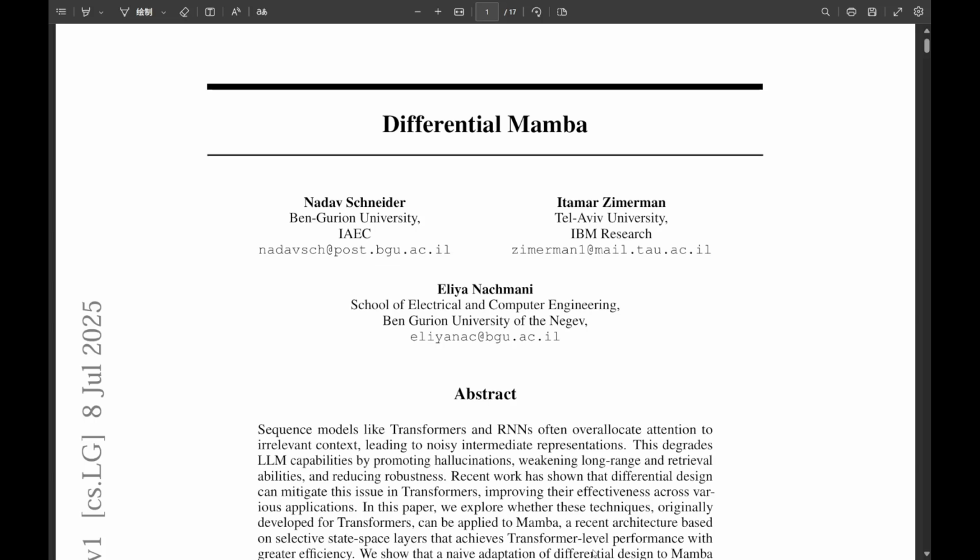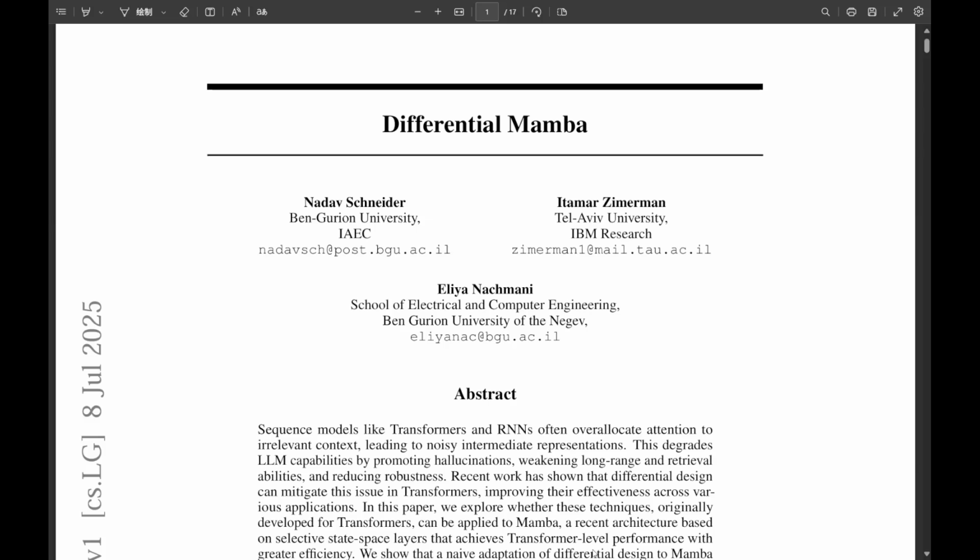Then you train it. You throw the usual suspects at it, WikiText-8, enwik8, standard language stuff. And what happens? Perplexity drops significantly. Lower perplexity means it's getting language better, predicting the next word more accurately. You make the models deeper, more layers, even better results. It's like the more noise the original Mamba might build up in deeper layers, the harder Diff Mamba pushes back against it.